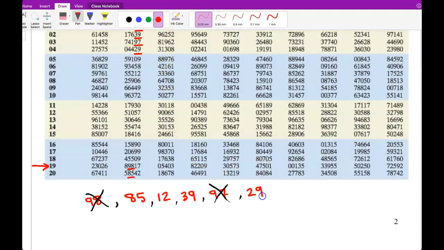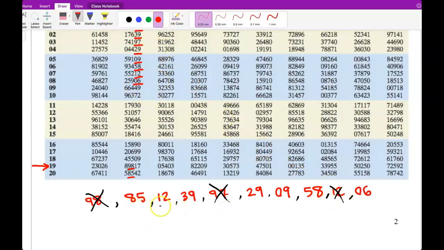29. Here we have 09, that means I have 9. 58. Here again we have 12. As I said, we shouldn't repeat because I already have that one. Next one, 6.